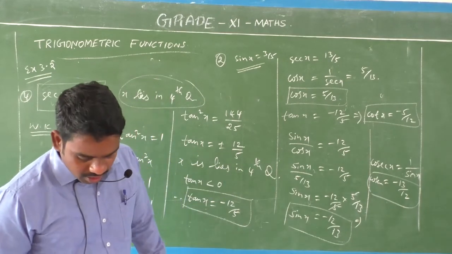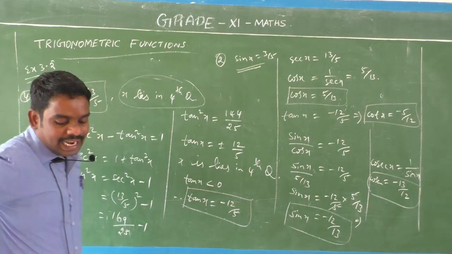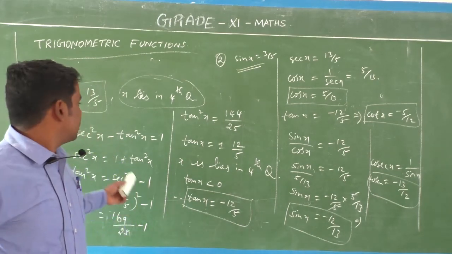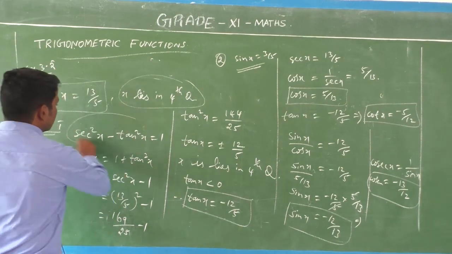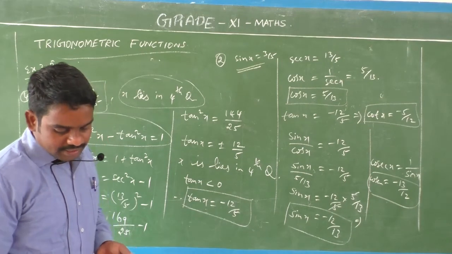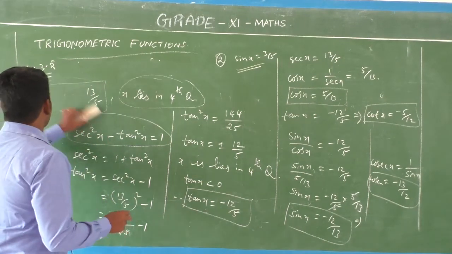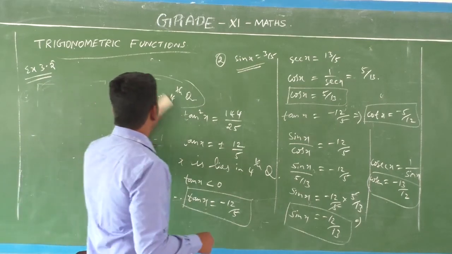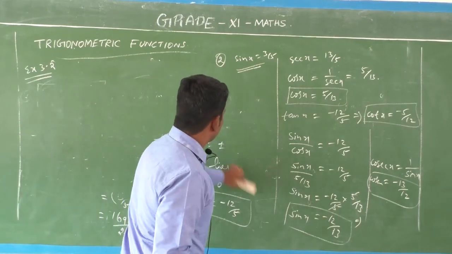Next, fifth question. Tan x equal minus 5 by 12, x lies in second quadrant. So same method, same formula. Fifth question is homework. Next, sixth one. Find the value of trigonometric function. The following question 6.1.